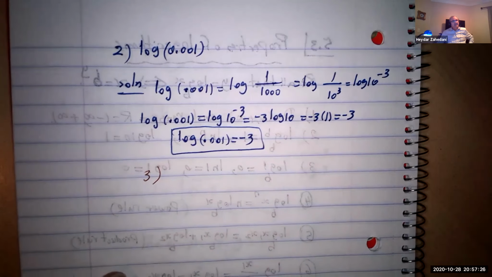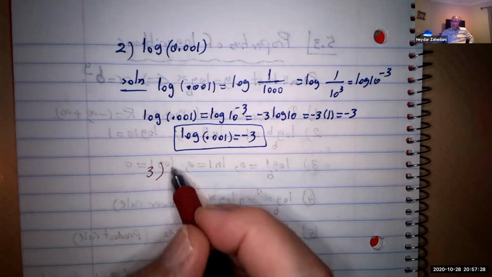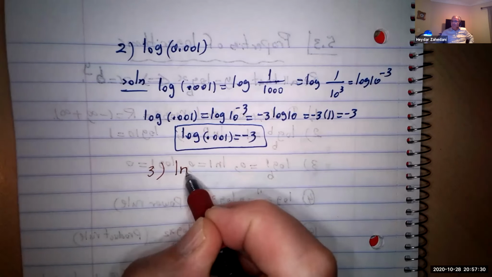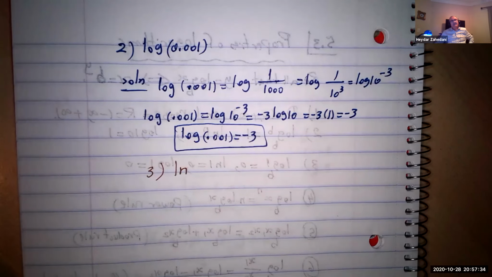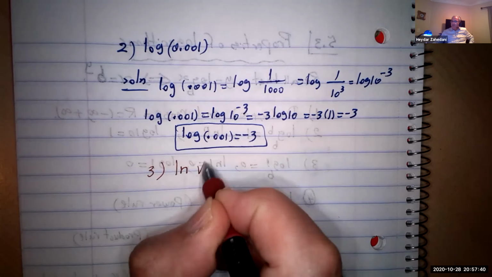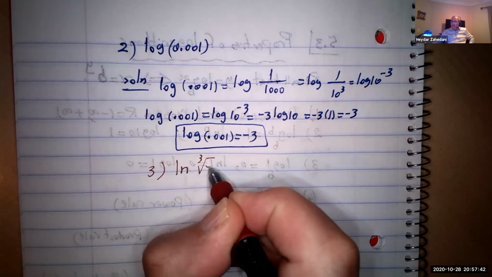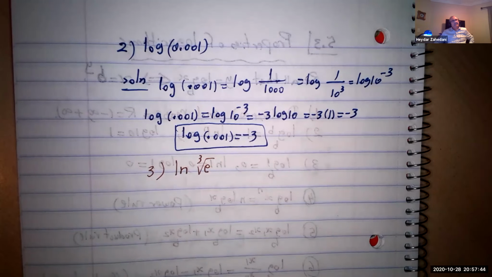Let's see, next one. Next one, something with the ln. Remember, for the ln, the base is e. The base is e, so ln of e is equal to 1. So suppose you want to find the ln of the cube root of e. Okay, cube root of e. Any suggestion?